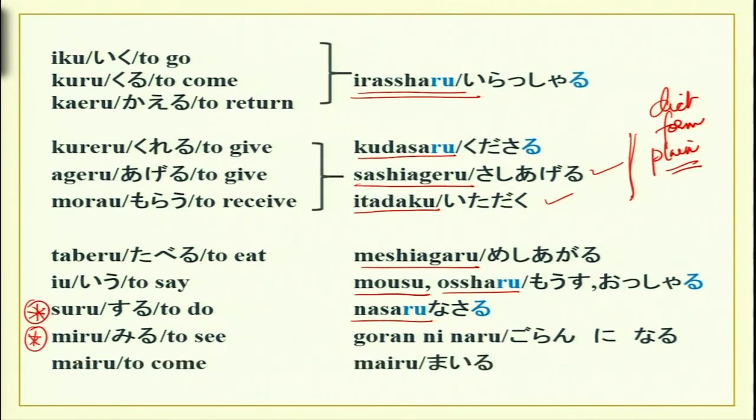Then mairu. Mairimasu is very, very humble when you say I come from a certain place. So you will notice something over here which I am going to do very soon. These verbs end in ru. Kudasaru, irasharu, osharu, nasaru. Okay. But when you make the mas form, what happens? Let us see. Irasharu, irasharu. So we need to remove the u and put i. Imasu, isn't it?